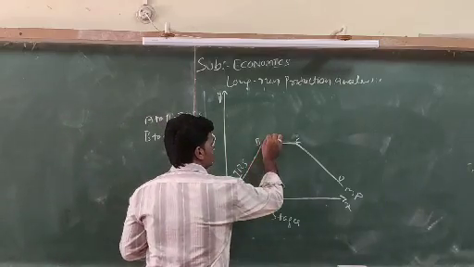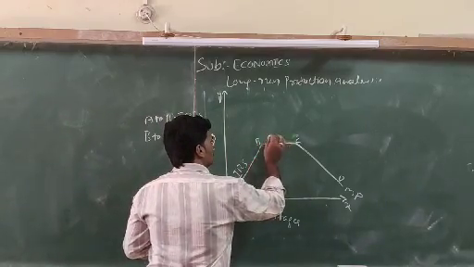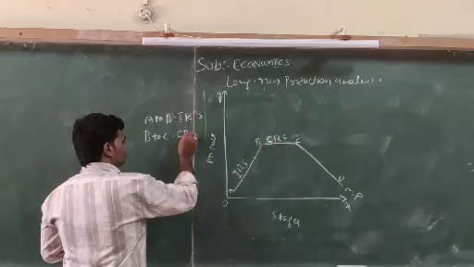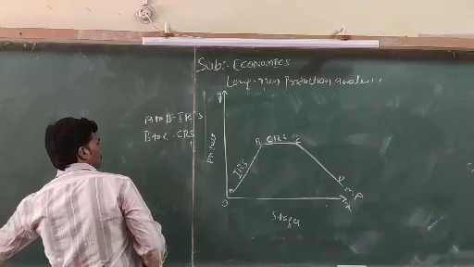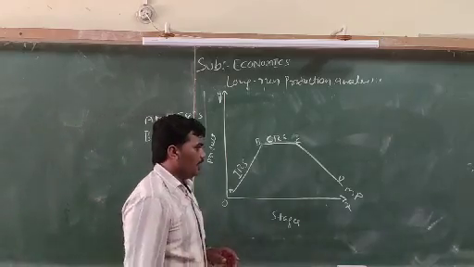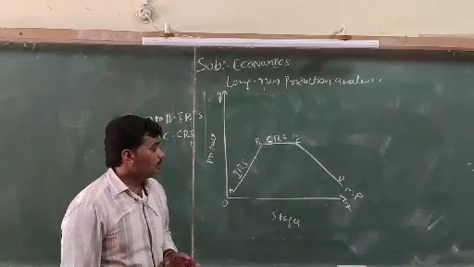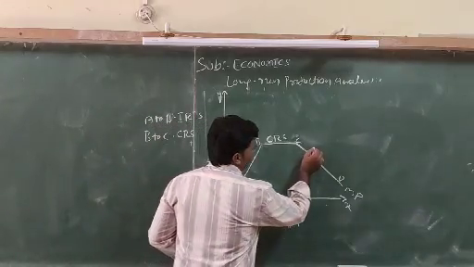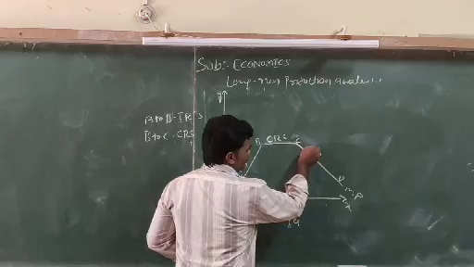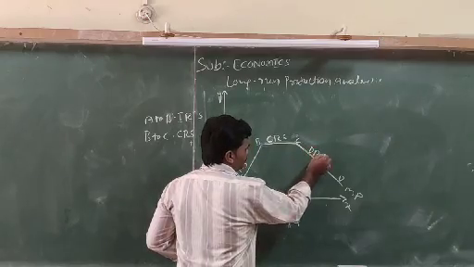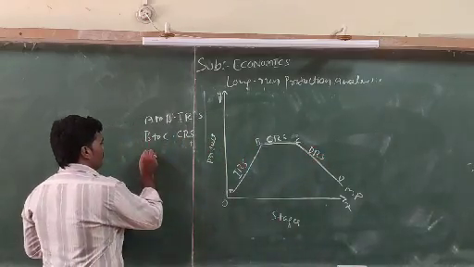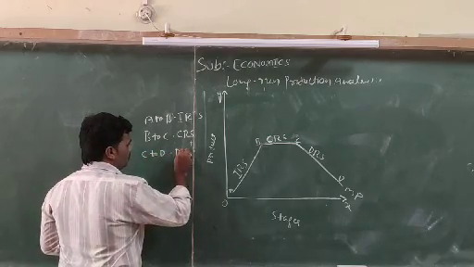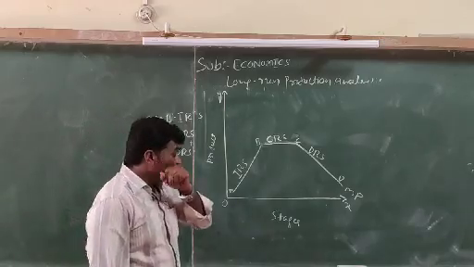It is constant from B to C. This stage is known as constant returns to scale, CRS. And the marginal product curve is decreasing from point C to D. This is known as diminishing returns to scale. From point C to D, it is diminishing. This stage is known as diminishing returns to scale. It is a very simple explanation.